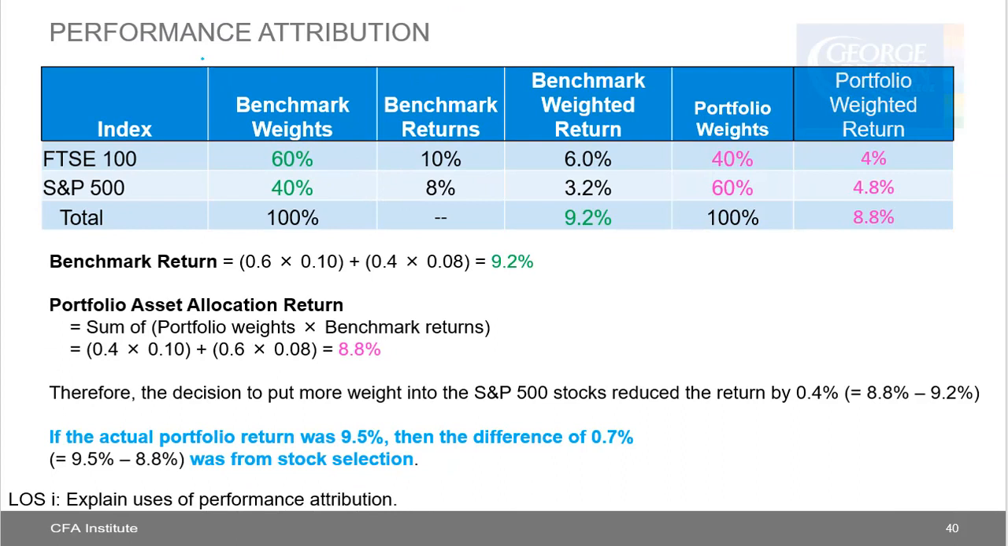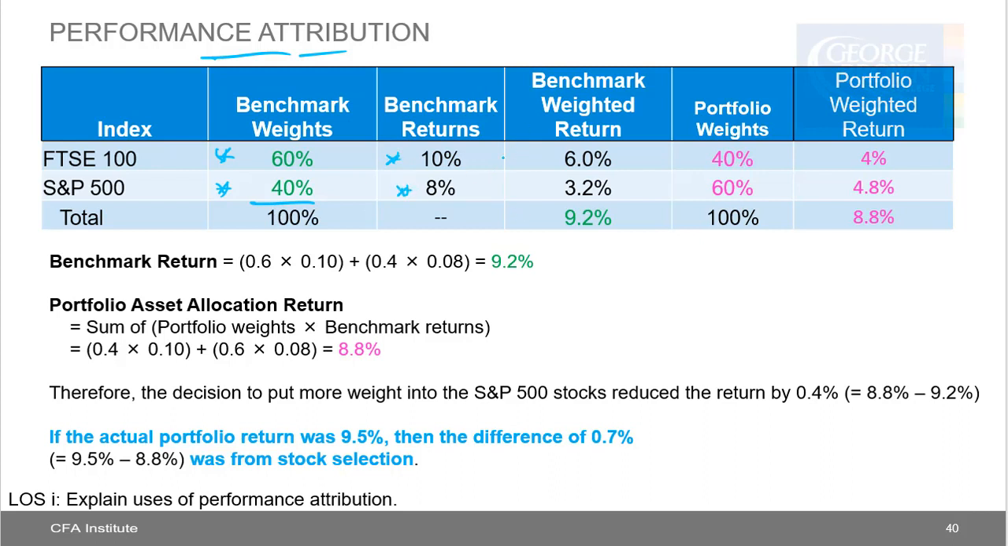So here we're going to work through an example for performance attribution. So we're looking at some type of custom benchmark, and the benchmark is made up of 60% weighting in the FTSE 100 and a 40% weighting in the S&P 500. So first of all, 60% plus 40%, 100%. That's your benchmark weighting, okay? So during a year or a period of time, the benchmark returns, there was a 10% return to the FTSE 100, and there was an 8% return to the S&P 500.